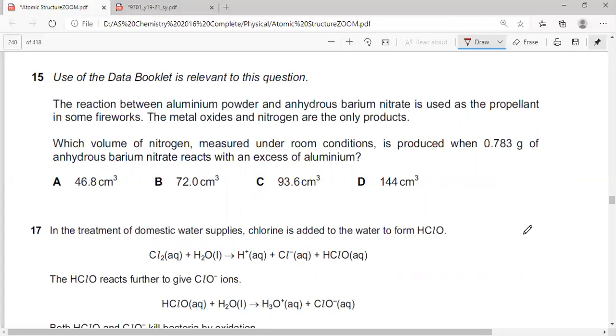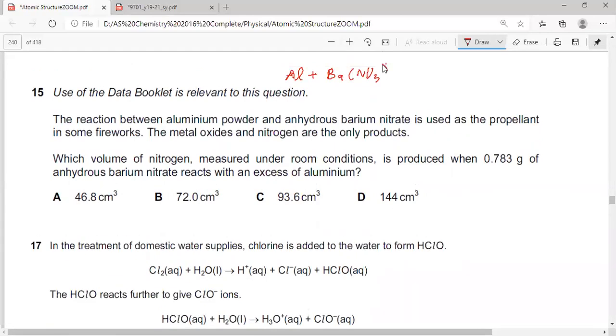Which means if you want to balance the equation, what happens is this: aluminium plus barium nitrate, Ba(NO3)2, very reactive now, group 2 is it? You get the same metal oxides: aluminum oxide and barium oxide, BaO, plus nitrogen, nothing else, not NO2, it's just N2. Now the thing is here, you are given which volume of nitrogen.